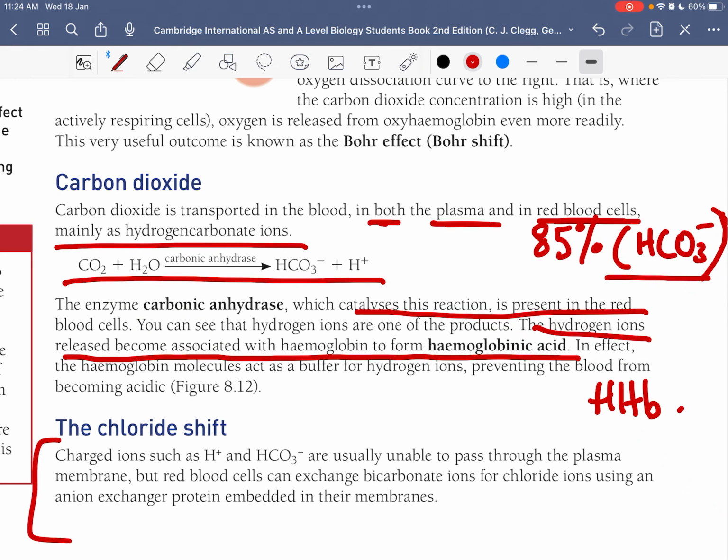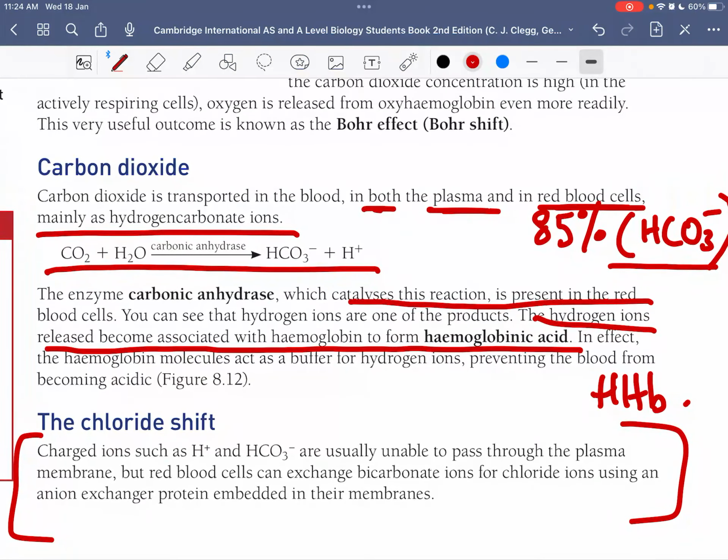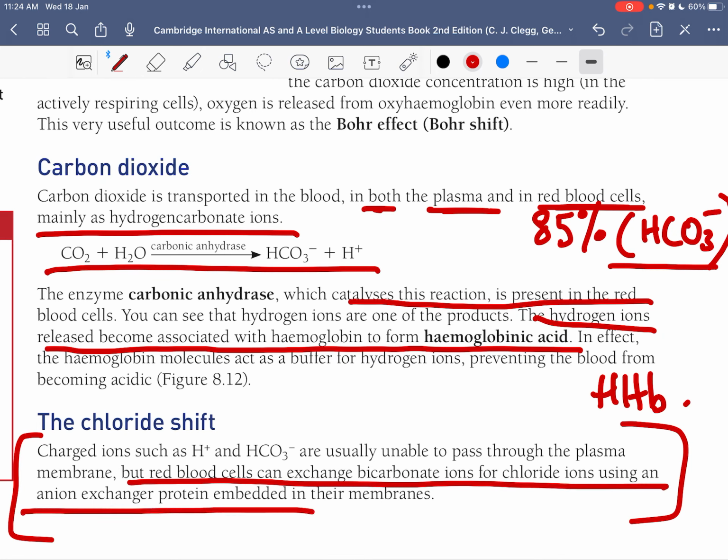Look at the wordings of this book. It says, the charged ions such as H plus and bicarbonate are usually unable to pass through the plasma membrane of the red blood cells, but the red blood cells can exchange these bicarbonate ions for chloride ions using an anion exchanger protein embedded in their membranes.